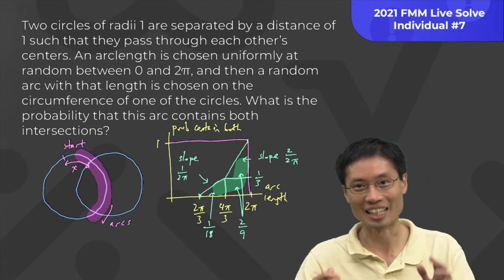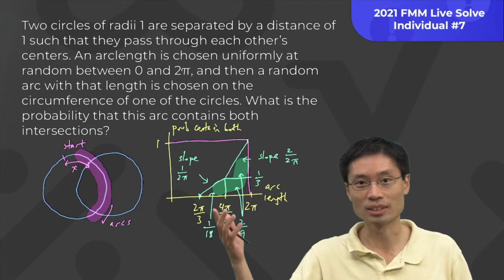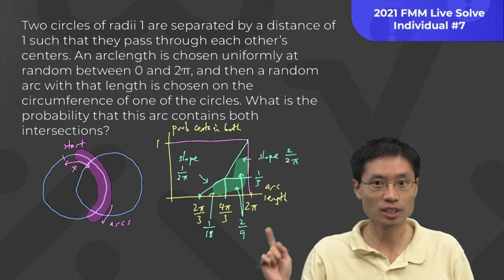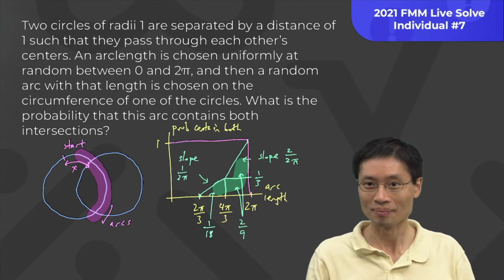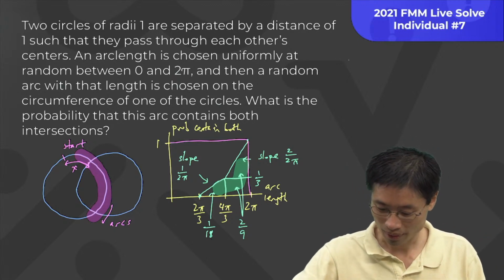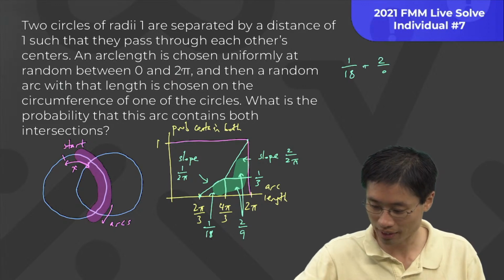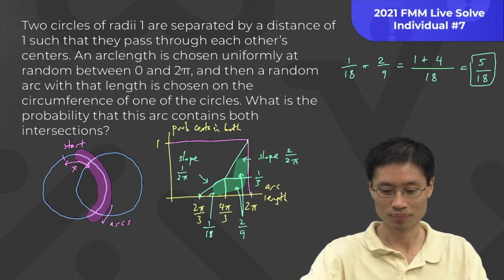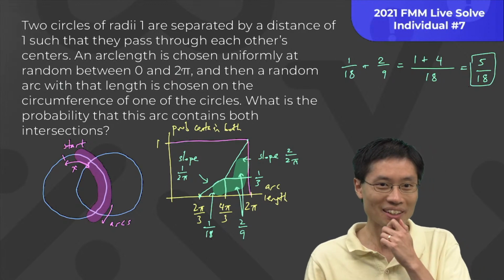And finally, we add everything up. So finally, if I want to know the fraction of the area that's under all of this stuff, it's 1/18 plus 2/9. Let's see if this works. 1/18 plus 2/9 is equal to something over 18. 1 plus 4. So that's 5 over 18. Okay, let's see if this works.